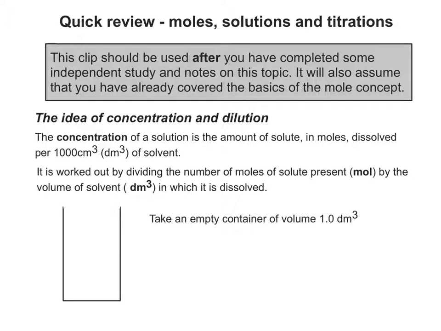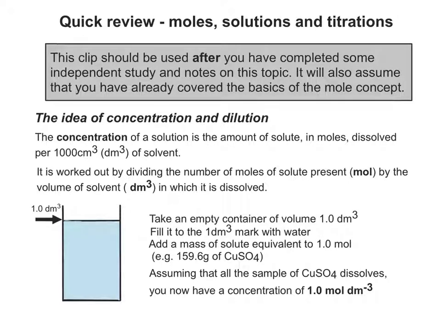If you take an empty container, a beaker or volumetric flask, it doesn't really matter what the container is, but assume it's got a volume of 1.0 decimeters cubed. You now fill it with solvent, make the solvent water, for example, and if you add a mass of solute equivalent to 1 mole, for example 159.6 grams of copper sulfate, assuming that all the sample of copper sulfate dissolves, you now have a concentration of 1.0 mole per decimeter to the minus 3.